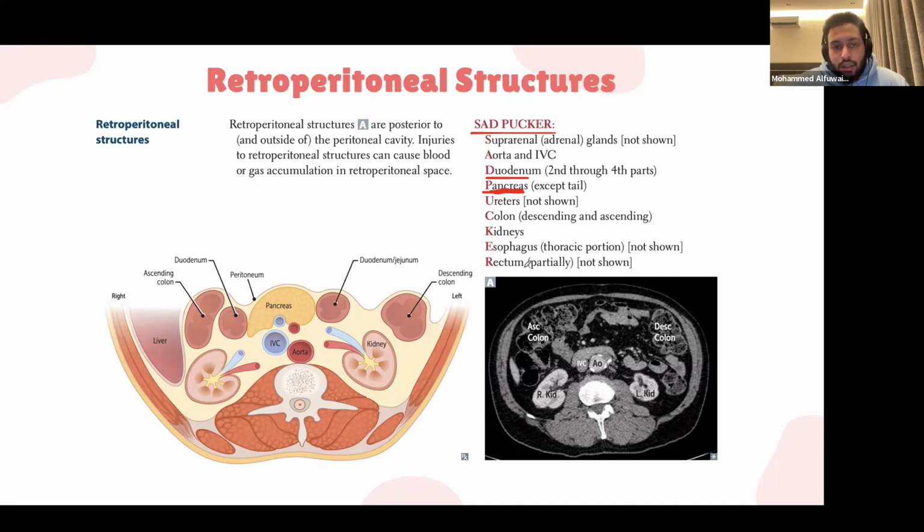Know these retroperitoneal organs. Just have them in mind. Have this mnemonic in mind when you go into the exam. Specifically, know the pancreas.